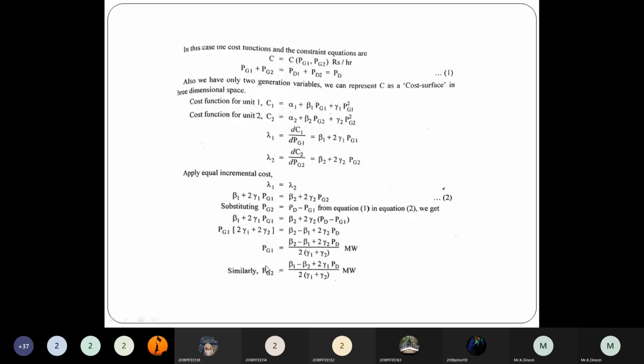So similarly you have Pg2 also the same. Just beta 1 and beta 2 are interchanged. That is the only thing that will change, everything else is the same. So Pg2 equal to beta 1 minus beta 2 plus 2 gamma 1 Pd by 2 times gamma 1 plus gamma 2 megawatt.